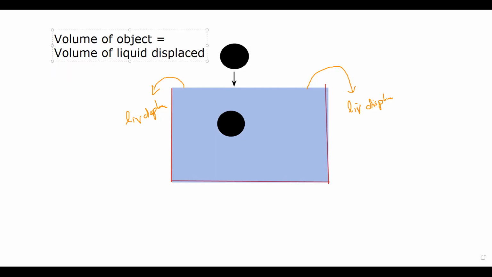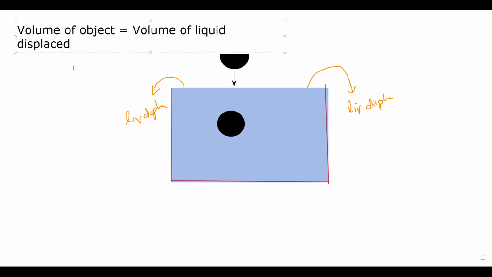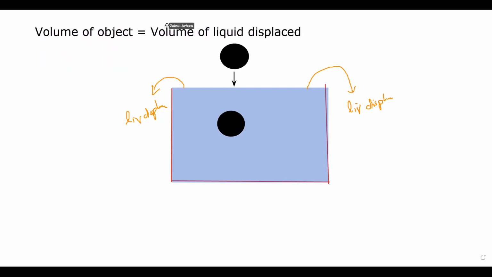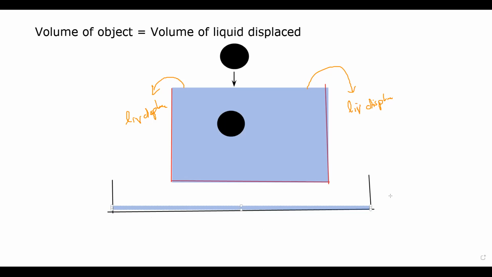So if the object is, for example, 2 meter cube, it will displace 2 meter cube of liquid. If the object is 3 centimeter cube, then it will displace 3 centimeter cube of the liquid. When we add the object, the liquid is displaced, and we measure the weight of this liquid displaced. The volume of the liquid which comes out will be equal to the volume of the object. If the volume of the object is 5 meter cube, the amount of liquid displaced will also be 5 meter cube. And what about the weight of this liquid?